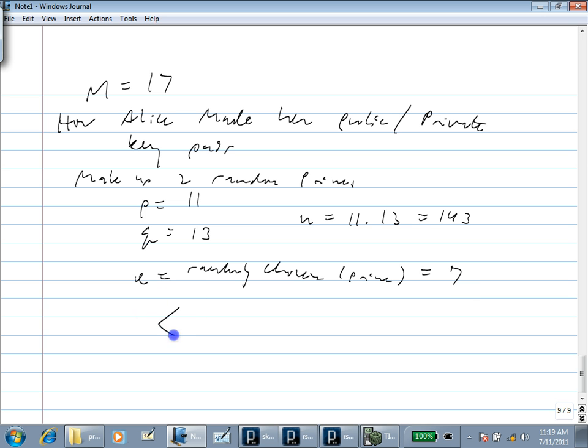So Alice's public key was basically completely made up. Literally, she just made up two random primes, multiplied them together. Got a third one, that was her e-value, and she sent it out. Here's my public key.